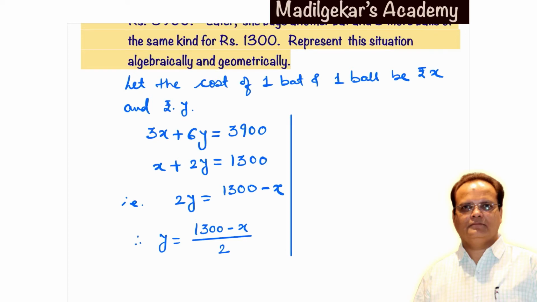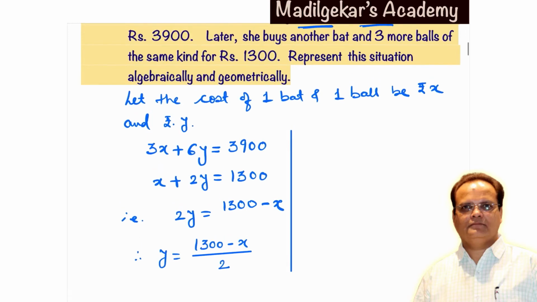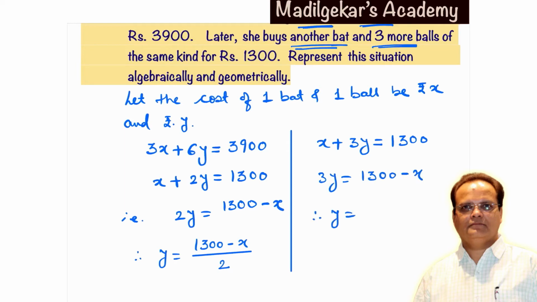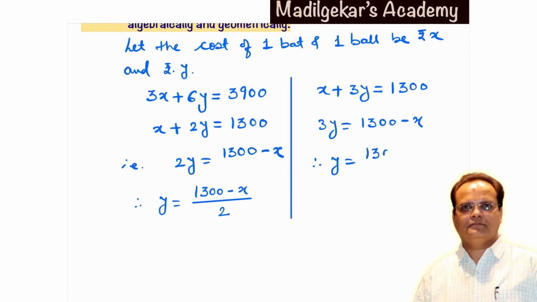Now from further data, she buys another bat and 3 more balls, means x plus 3y. Together they cost rupees 1300. So 3y is 1300 minus x, means y is (1300 minus x) upon 3. This is the second equation.